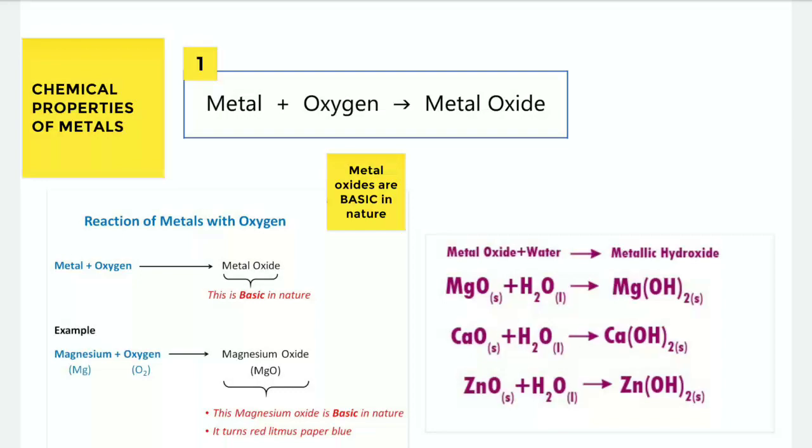How do you know that metal oxides are basic in nature? We already know a test to find out whether the solution is basic or acidic. If you mix a metal oxide with water, we are going to get a basic solution. For example, MgO with water will give metal hydroxide, Mg(OH)2. Calcium oxide with water will give calcium hydroxide. Metal hydroxides are bases. So, if you dip a red litmus paper in this solution, it will turn blue. So, metal oxides are basic in nature.